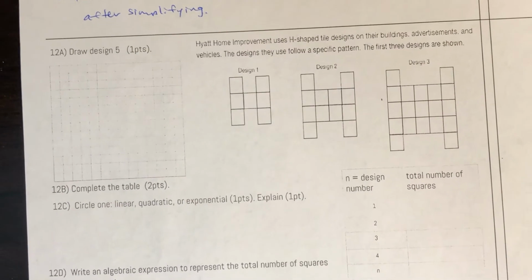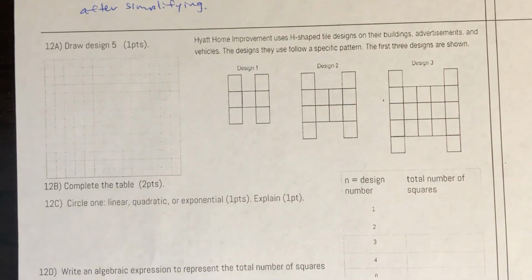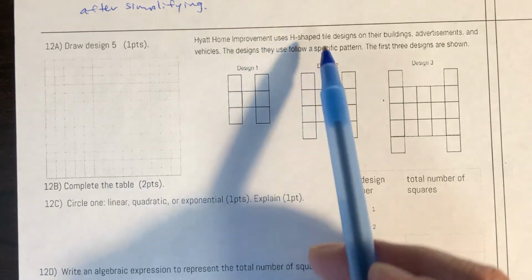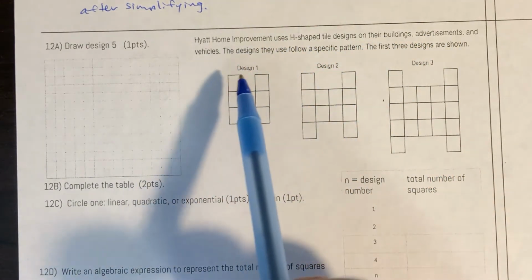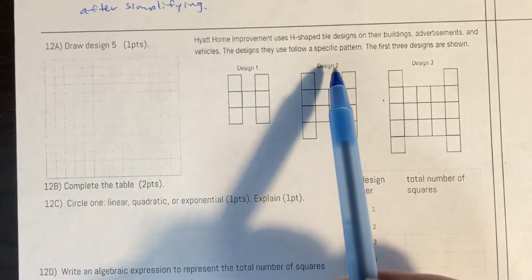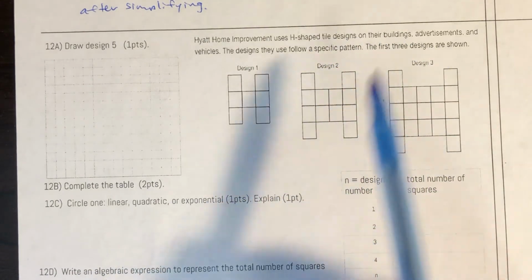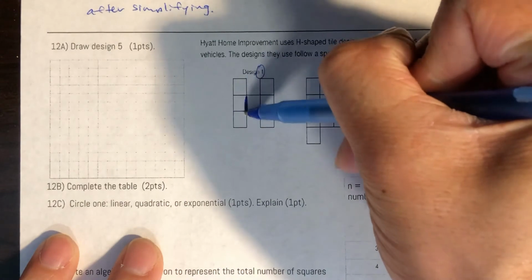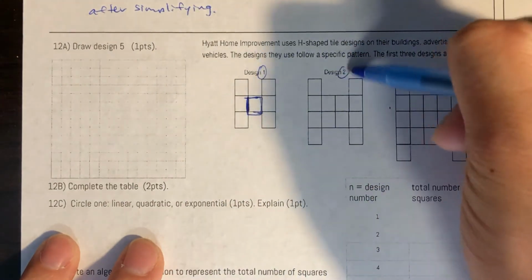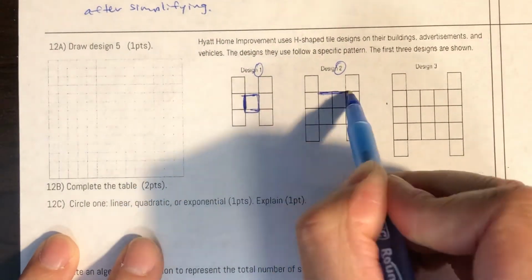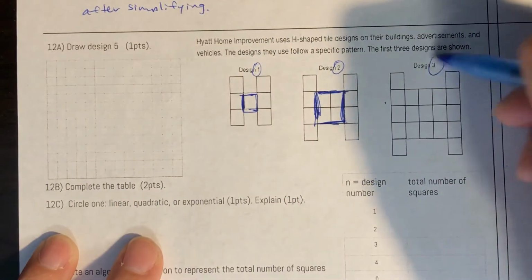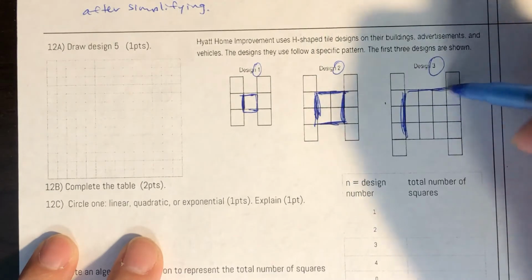All right, question number 5. Hyatt Home Improvement uses H-shaped tiles on their buildings, advertisements, and vehicle designs. They follow a specific pattern. The first 3 designs are shown. So one thing I noticed is design 1, there is a box of 1 by 1. In design 2, there's a 2 by 2. And then guess what? Design 3 has a 3 by 3.